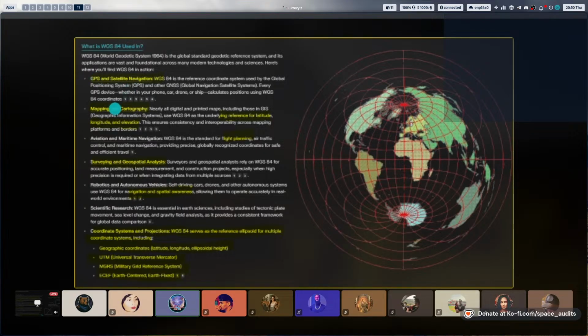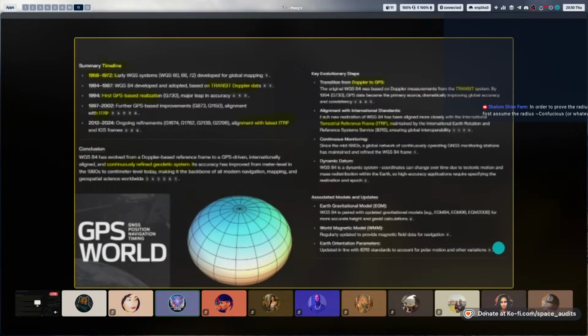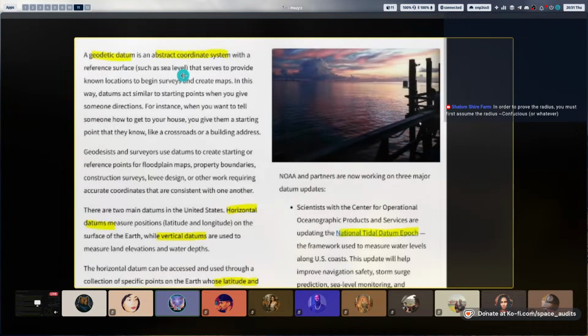It is used in maps, cartography, GPS, surveying, satellites. This ellipsoid model is everywhere. It's literally the whole world that everyone thinks they live on. It's the reason why people think we live on a sphere. But if you look it up, if they define it, it's literally an abstract coordinate system with a reference surface that they're using to provide known locations to create maps. So it's a horizontal datum. That's what they're saying. And it has an abstract coordinate system.